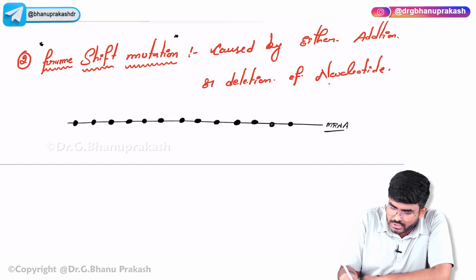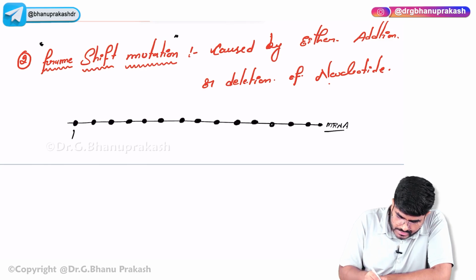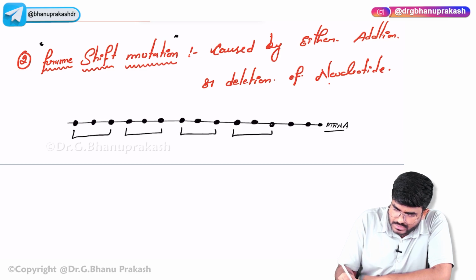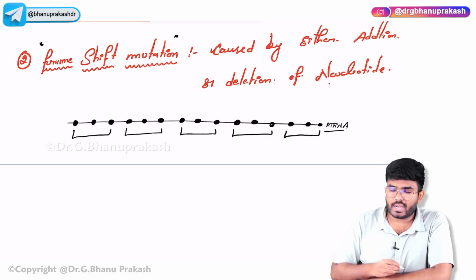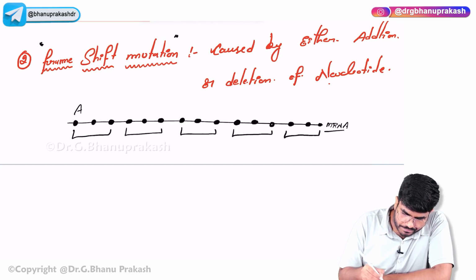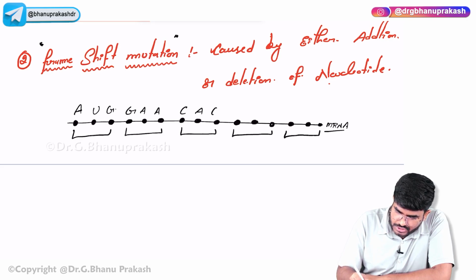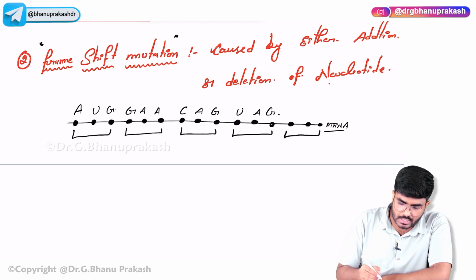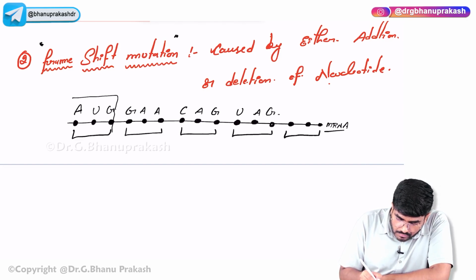Three nucleotides together are called one codon. Codon is three nucleotides together. For example, this is the mRNA: A U G, G A A, C A G, U A G, something like that. These are the codons which are normally present. So, these three are one frame.